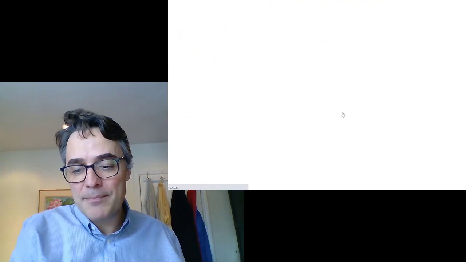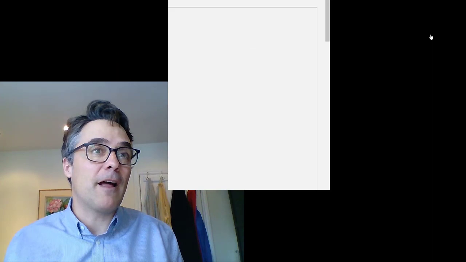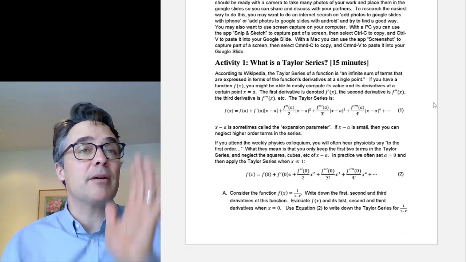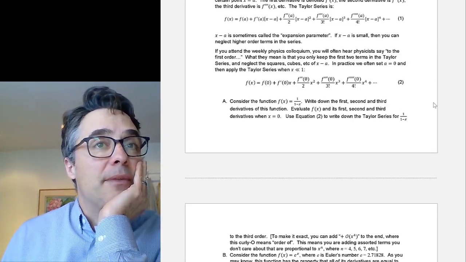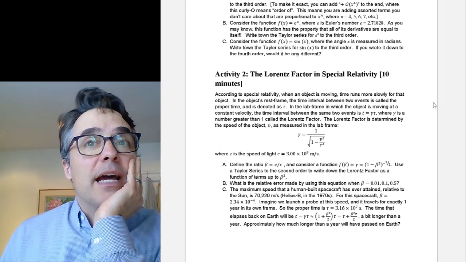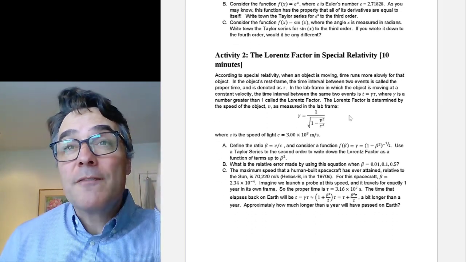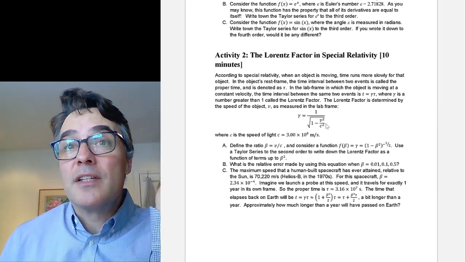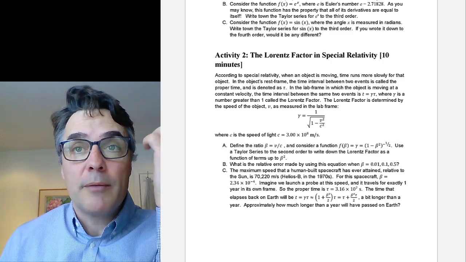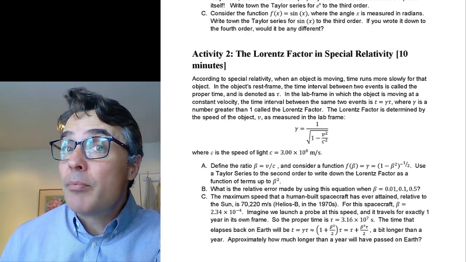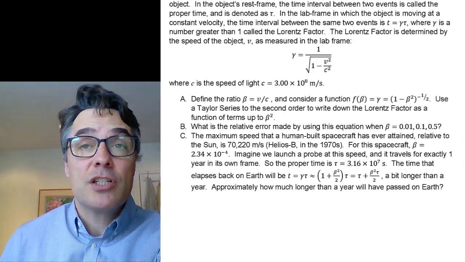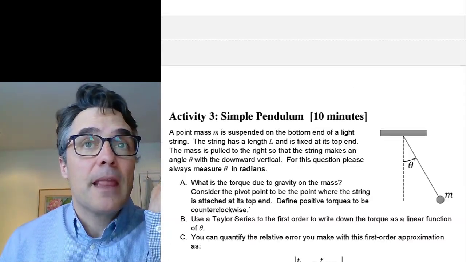So in today's lab, we're going to be first just going over some things about Taylor expansion. That's activity 1. Activity 2 is looking at the Lorentz factor in special relativity. This gamma equals 1 over the square root of 1 minus v squared over c squared. You can make a nice little approximation of that using a Taylor series.